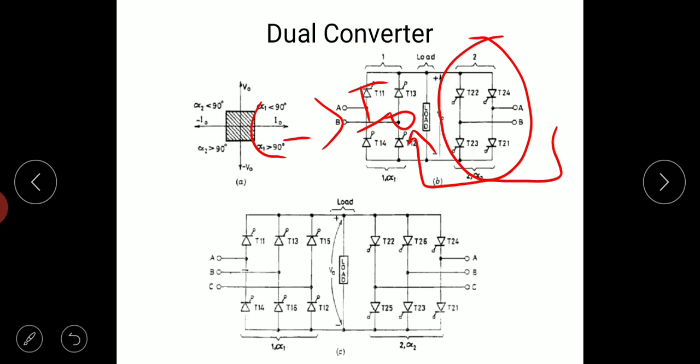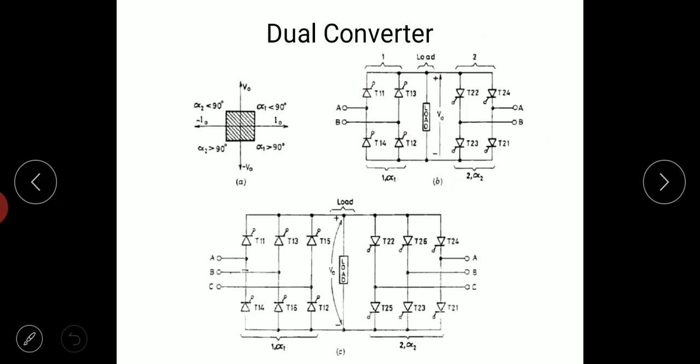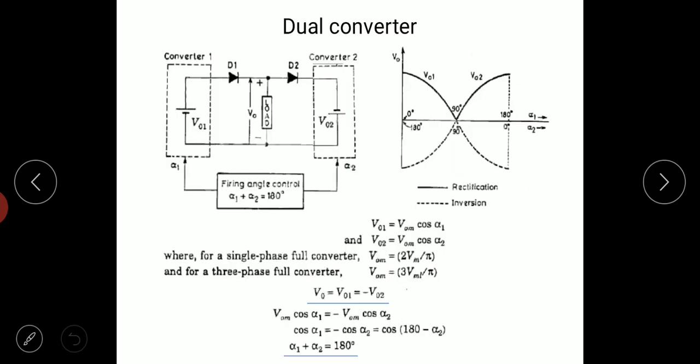These converters can be operated one at a time, and these converters can be operated simultaneously as well. These are two modes of operation. We will come to that point later. For now, let us suppose that both converters are to be operated simultaneously. Whether it is single phase or three phase, both these converters are to be operated simultaneously. For this, we have to change our slide.